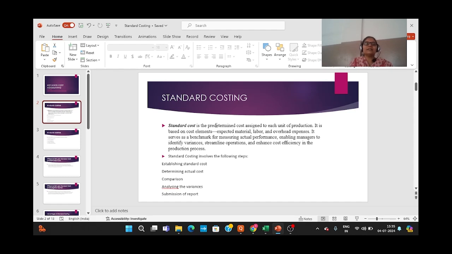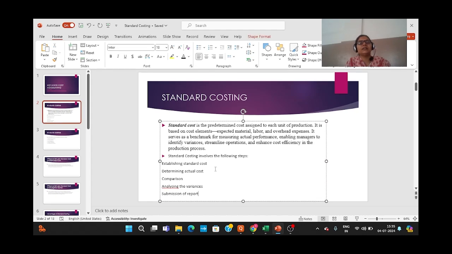Now, what are the steps involved in standard costing? As you can see, there are many steps involved in standard costing. Establishing the standard cost, determining actual cost, comparison, analyzing the variances, submission of report. Establishing standard cost for each element of cost. Standard cost is determined for each element of cost, and we know the elements of cost, that is material, labor, and overheads. Then after that we determine actual cost.